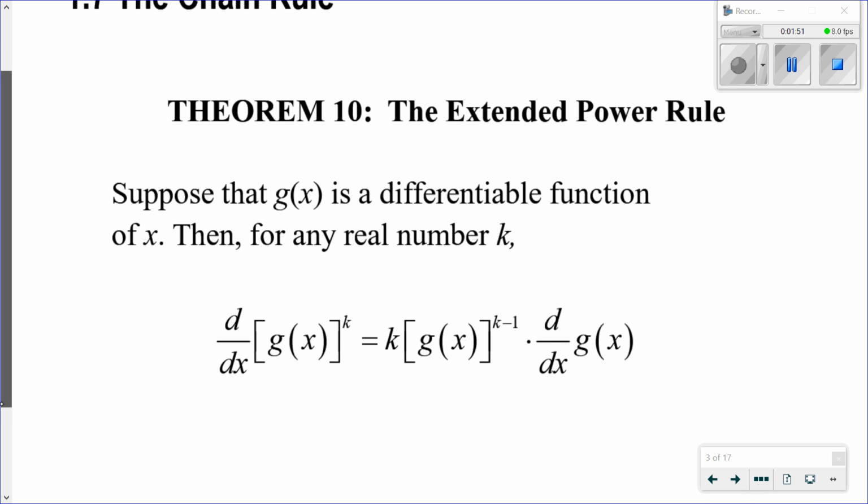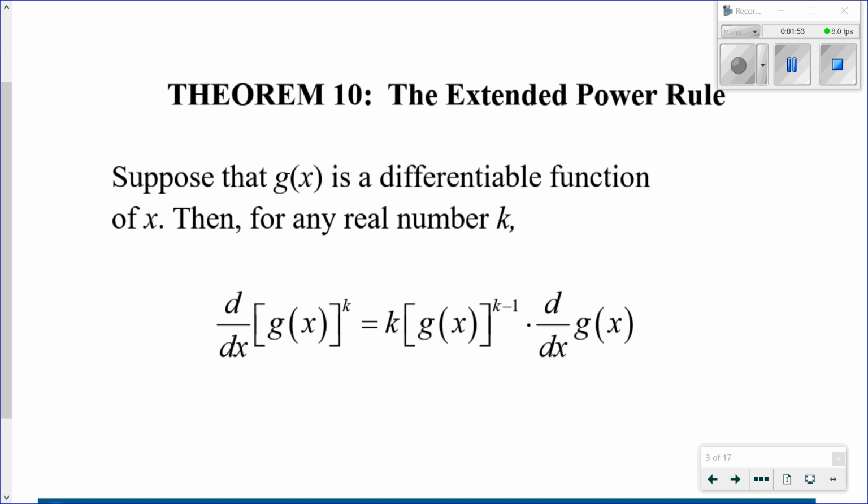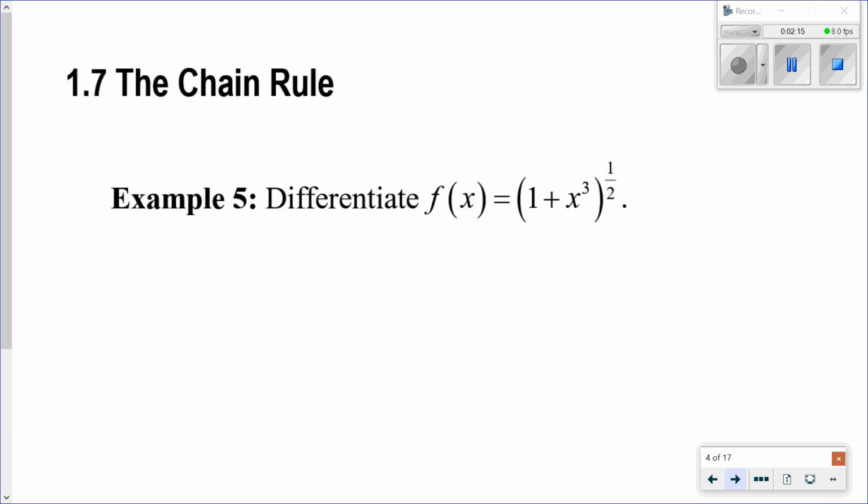We're going to do what's called the extended power rule for ours, which means the derivative of the outside, so this is your derivative of the outside, is going to use the power rule. So we're going to bring that power out front, subtract 1, leave this inside alone, but then we're going to have to multiply it by the derivative of the inside. So let's look at an example.